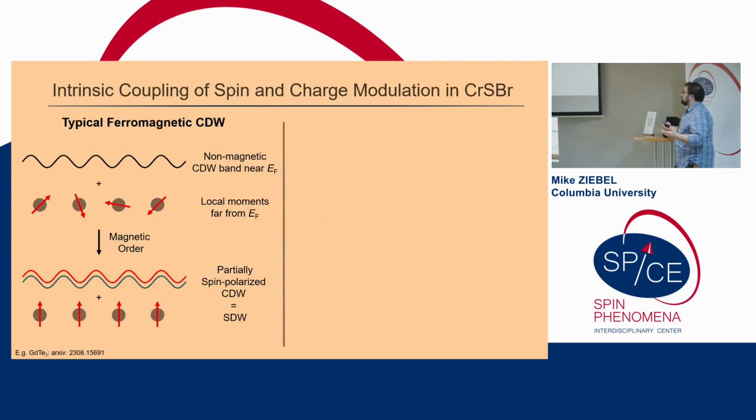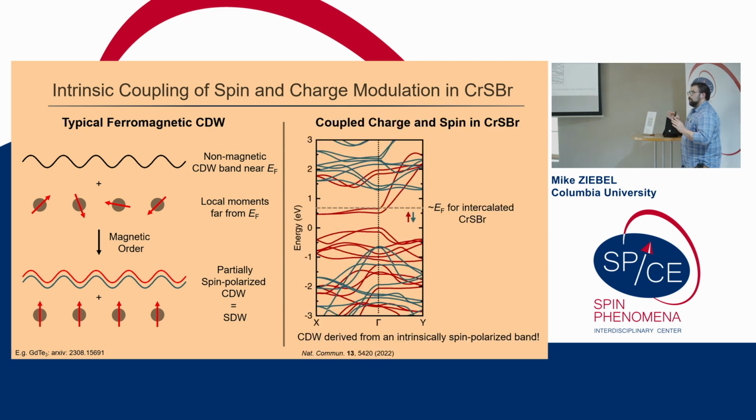And we think this makes this charge density wave quite unique. There are other examples of ferromagnetic charge density wave compounds, but typically you can envision there's some non-magnetic charge density wave band near the Fermi energy, and there may be local moments in the sample. When these local moments ferromagnetically order, you can get a spin splitting right at the charge density wave, and so you get a weak spin polarization, and effectively this has been called a spin density wave. For the intercalated chromium sulfur bromide, we think we have a slightly more strongly coupled system.